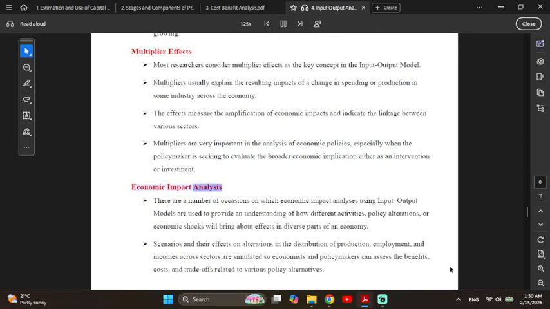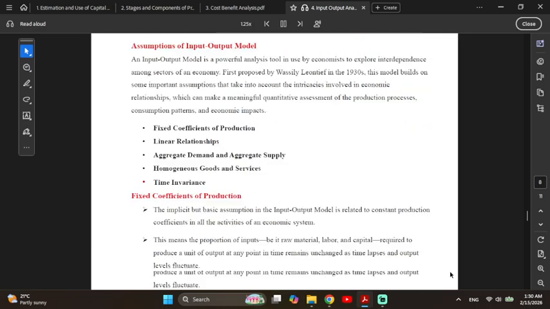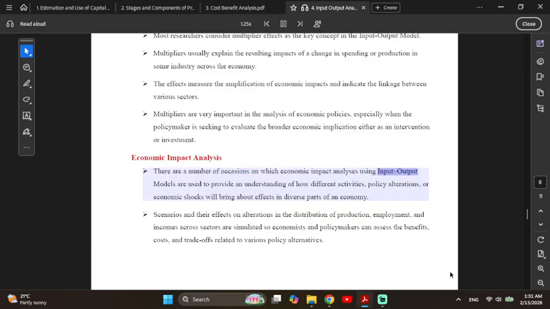Economic impact analysis. There are a number of occasions on which economic impact analyses using input-output models are used to provide an understanding of how different activities, policy alterations, or economic shocks will bring about effects in diverse parts of an economy. Scenarios and their effects on alterations in the distribution of production, employment, and incomes across sectors are simulated so economists and policymakers can assess the benefits, costs, and trade-offs related to various policy alternatives.